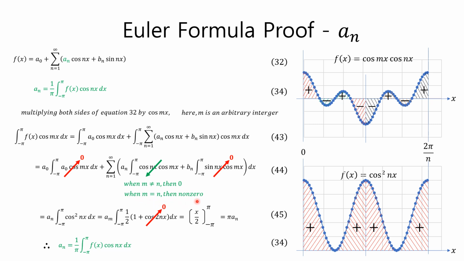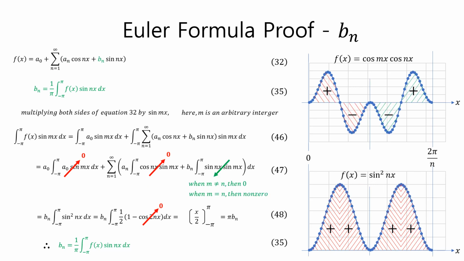The product of sine and cosine, which is the second integral term of the sigma function, disappears because the integral value of the product of sine n and cosine m is 0 regardless of whether n and m are the same or different. Therefore, in the first term of the sigma function, all but the case where m and n are equal disappear. If you integrate this and organize it, it can be expressed as equation 45, and if you organize it for an, you can get the Euler formula for an as shown in equation 34.